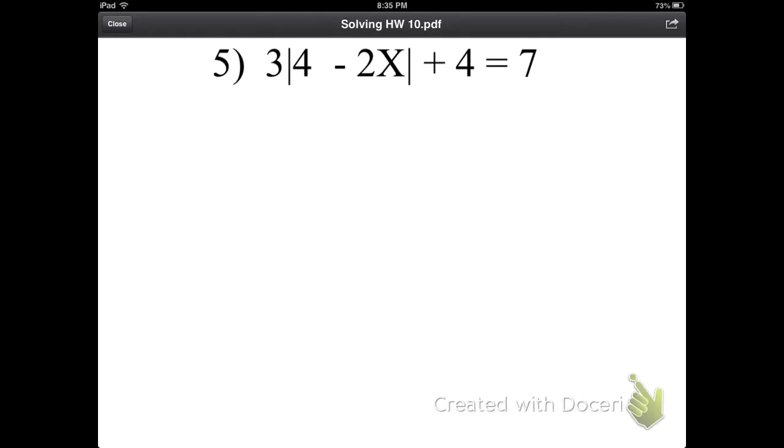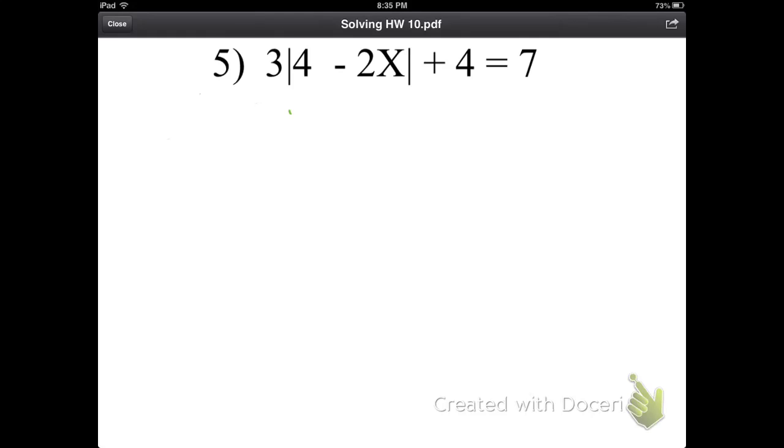When you run into a situation where you have a piece that's the absolute value, and then stuff that's not inside the absolute value, you need to get your equation so you have the absolute value stuff all by itself on one side and then your number on the other side. Right now we're not at that position, so we need to start moving stuff around and get your absolute value all by itself, and then you'll split it into two equations.